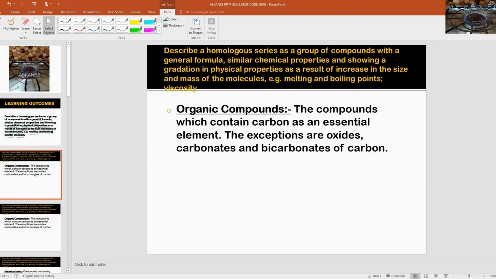Let's start with the definition of organic compound. Organic compounds are the compounds which contain carbon as an essential element. The exceptions are oxides, carbonates, and bicarbonates of carbon.